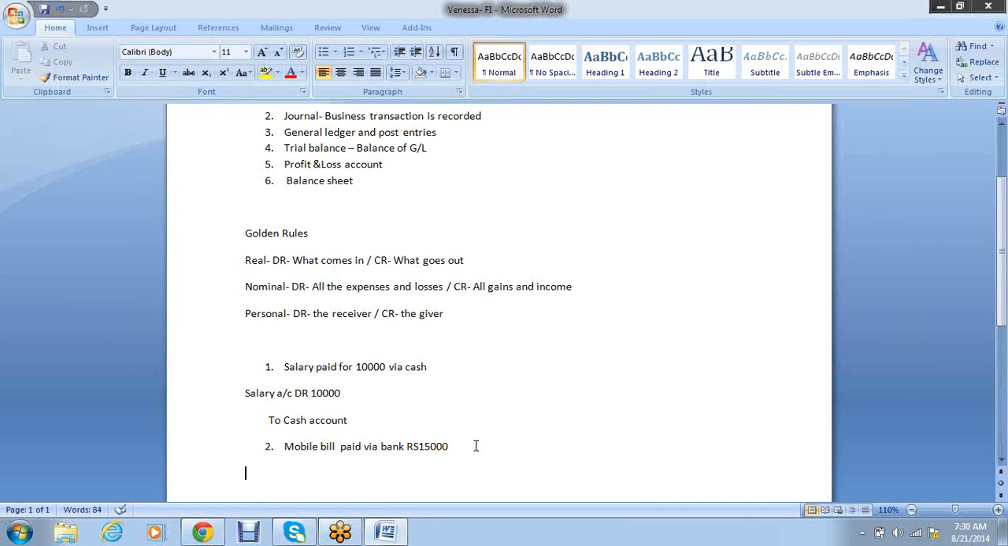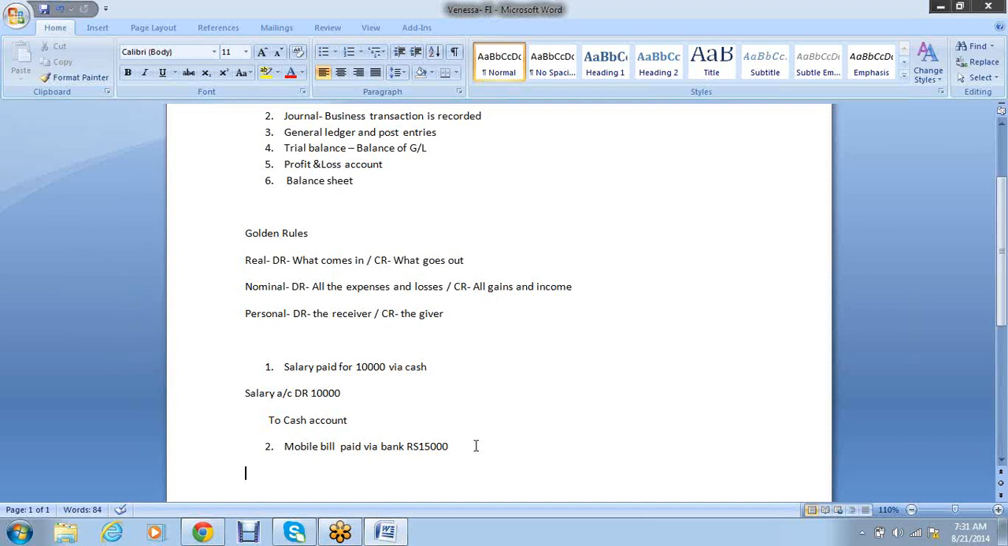So what will be the entry? Paid via bank, so it's a credit. It's a credit actually happening. So it is gains, income. So it's a nominal account. No, why is it a gain?